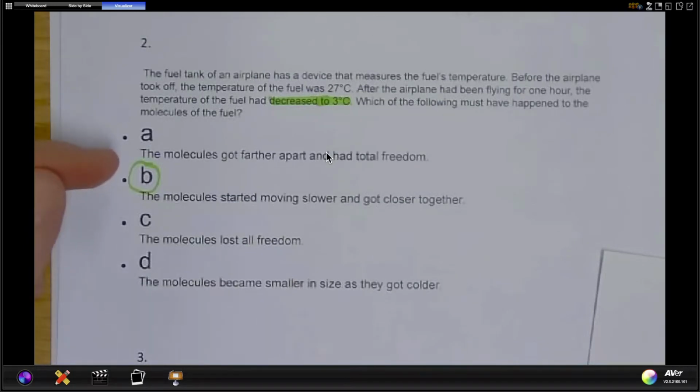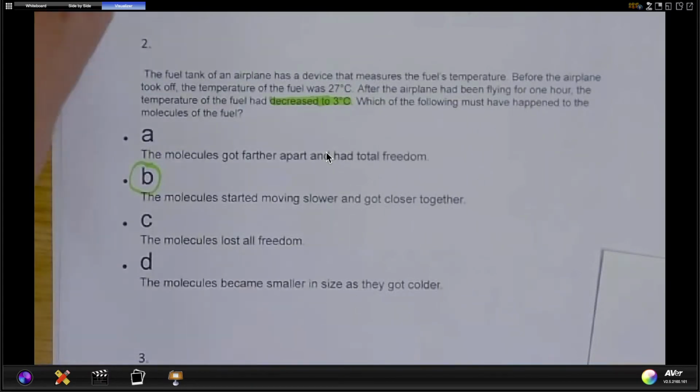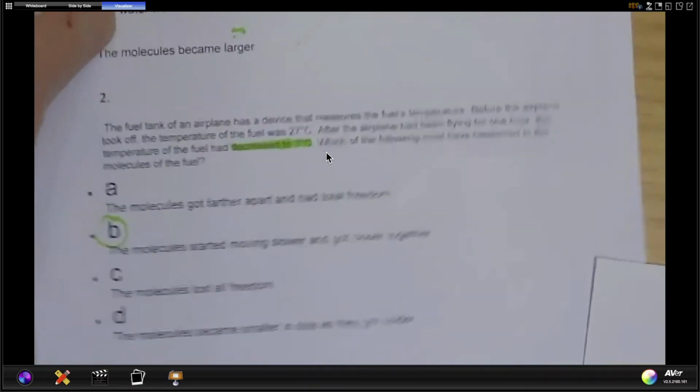Again, look at the incorrect answers. The molecules got further apart and had total freedom. This means it turned into a gas. That wouldn't happen when we cool it off. C says the molecules lost all freedom. That means they turned to a solid. That hopefully didn't happen in the airplane. And D says the molecules became smaller in size as they got colder. Once again, the particles don't change their size, they change their spacing and their speed. So that one can't be correct.